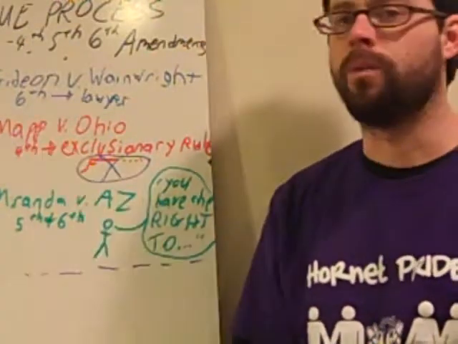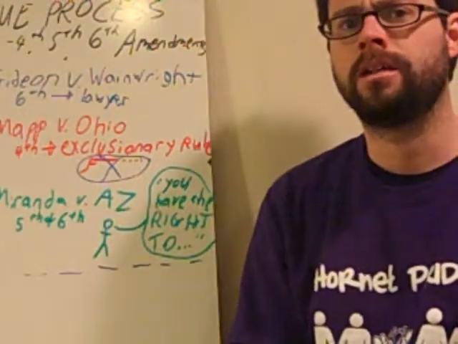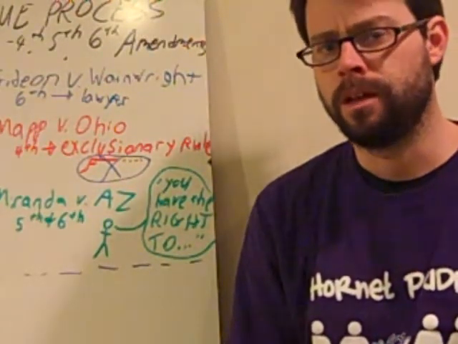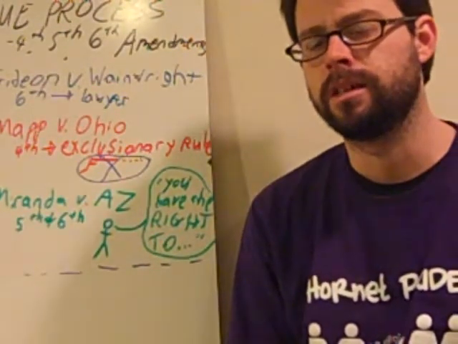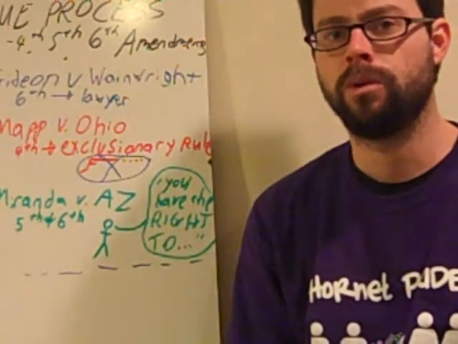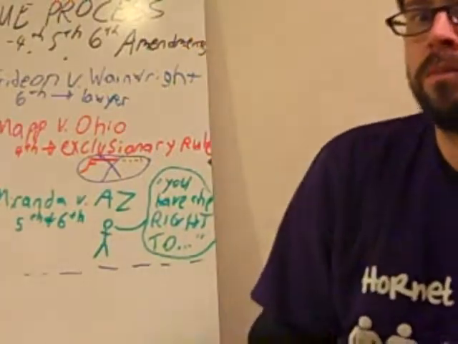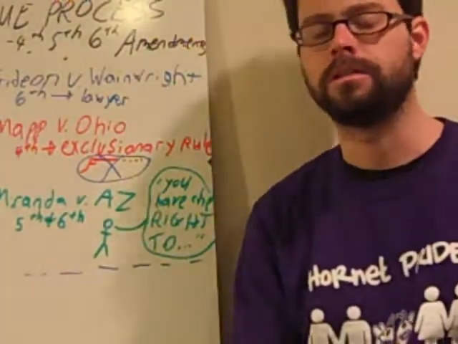First of all, Gideon v. Wainwright. In Gideon v. Wainwright, a man named Gideon was put on trial in Florida. He was not given an attorney because it was a state case and not a federal case. And at that time, the Sixth Amendment had been interpreted by the state of Florida as meaning that you have a right to a lawyer in federal cases, but it wasn't viewed as being required to apply to state cases.